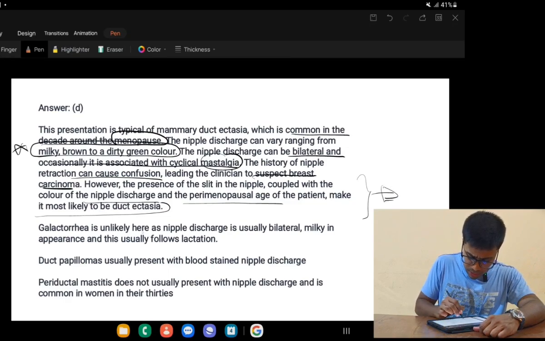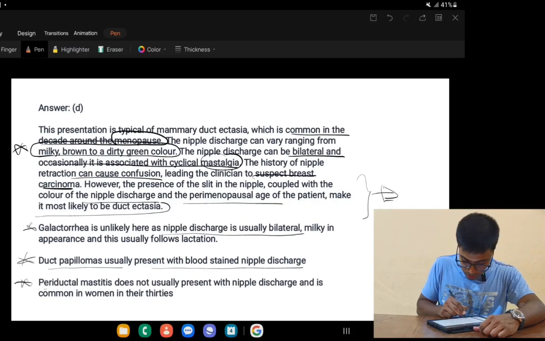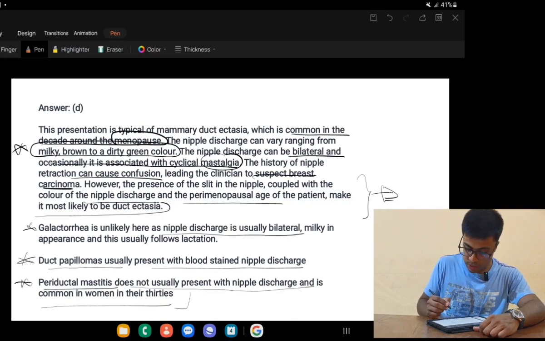Galactorrhea is unlikely here, as the discharge in galactorrhea is usually bilateral, so we have to rule it out. We'll rule out duct papilloma, which usually presents with blood. Periductal mastitis does not usually present with nipple discharge and is common in women in their 30s. So age is also a factor.